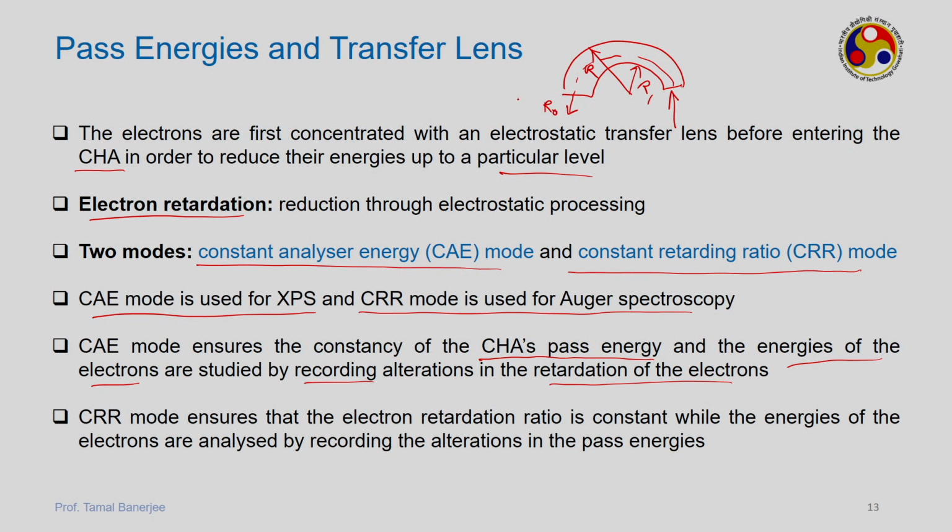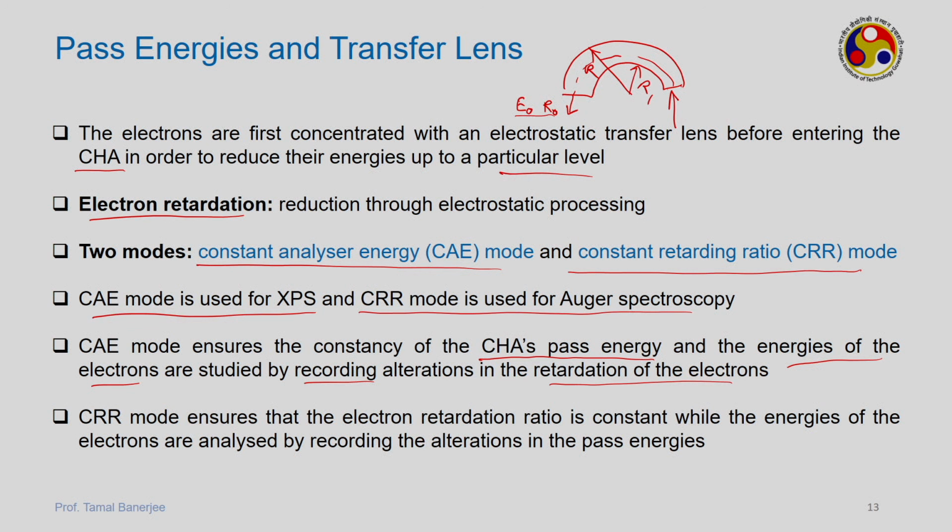So, let us say the pass energy is E naught. It means when they are entering, they will have some speed, but if they have a certain speed, their pass energy will remain constant, it will be E naught. So, obviously, if you want to maintain the pass energy, you have to retard the electron. What it does is, with different pass energies, it studies the retardation of the electrons. So, with different energies, you study how the electron is retarded, and the way they are retarded, you plot them. That will give the XPS spectra.